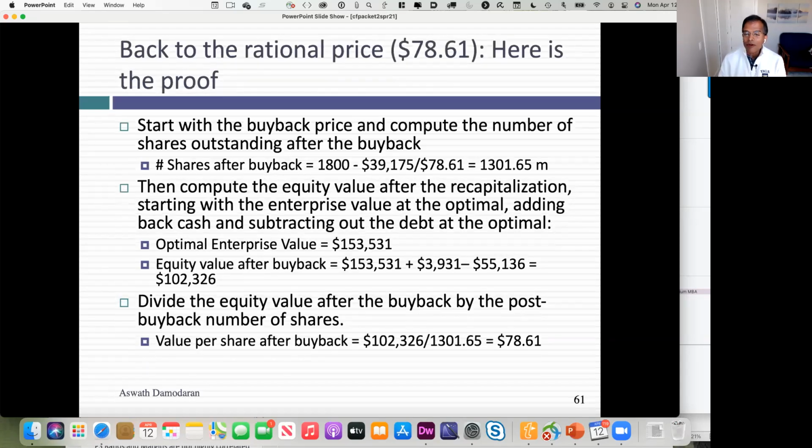If I bought back at that rational price, let's see if it works out. So basically, I buy back at 78.61. The number of shares outstanding is 1,301.65. If you look at the remaining value, 102.3 billion, and divide by the new number of shares outstanding, both the people who sell their shares back and the people who remain in the company end up at 78.61. So this was in my response to Michael's point. If I can buy the shares back at that rational price, everybody gets $10.90 more per share.